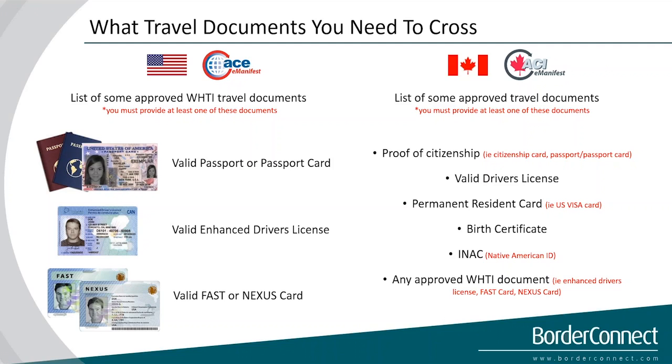Going into Canada, the other end, for example, it's a bit more laid back. They don't require WHTI documents such as the US, but you will need to provide at least one of these documents to cross into Canada. And that is a proof of citizenship, either a citizenship card, a passport card, a valid driver's license issued by a state or province, a permanent resident card if you're a US permanent resident, or if you're on a work visa that's valid, you can use that. You can even use a birth certificate, as long as it is obviously you. An INAC card, which is your Native American ID. And of course, going into Canada, you can still use any approved WHTI document, such as an enhanced driver's license, FAST card, Nexus card, etc.